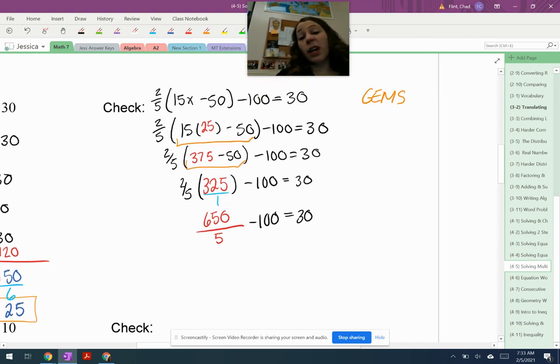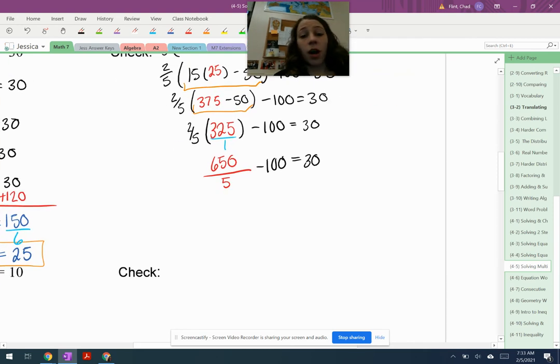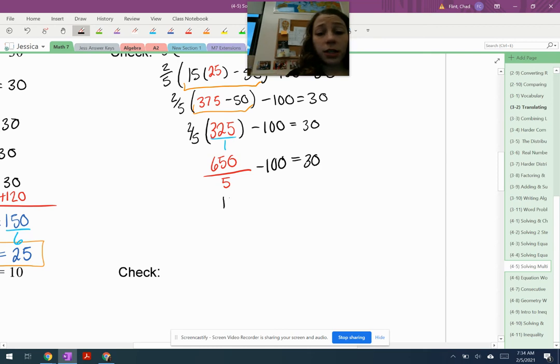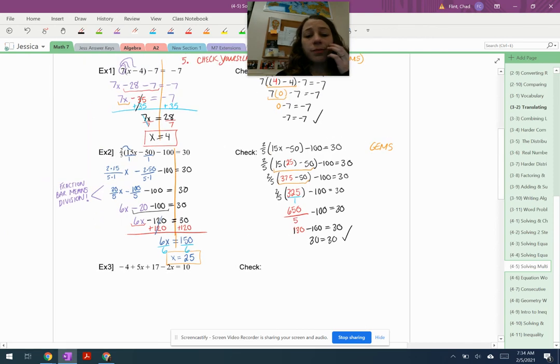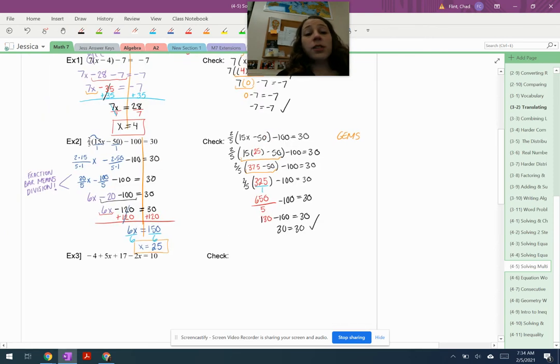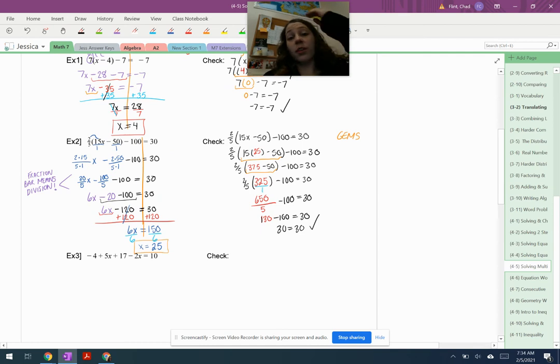Again, notice when I'm checking, I'm not touching that one side of the equation at all. It's just staying. So 650 divided by 5 is 130. 130 minus 100 is equal to 30. And 30 ends up being equal to 30, which proves our answer is correct. All right, that was the toughest example, and that's the toughest kind of problem you'll run into so far. Our third example isn't as bad, I promise.